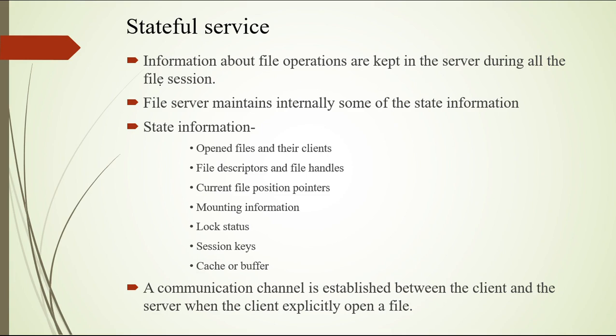The state information is as follows: open files and their clients, file descriptors and file handlers, current file position pointer, mounting information, log status, session keys, cache or buffer. A communication channel is established between the client and the server when the client explicitly opens a file. A number or identifier is used to define the communication channel. Then this identifier will be used to perform file operations in the system.